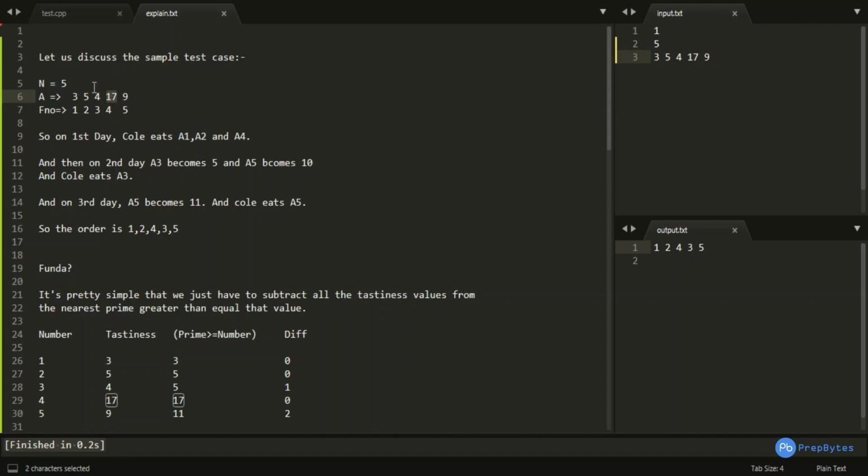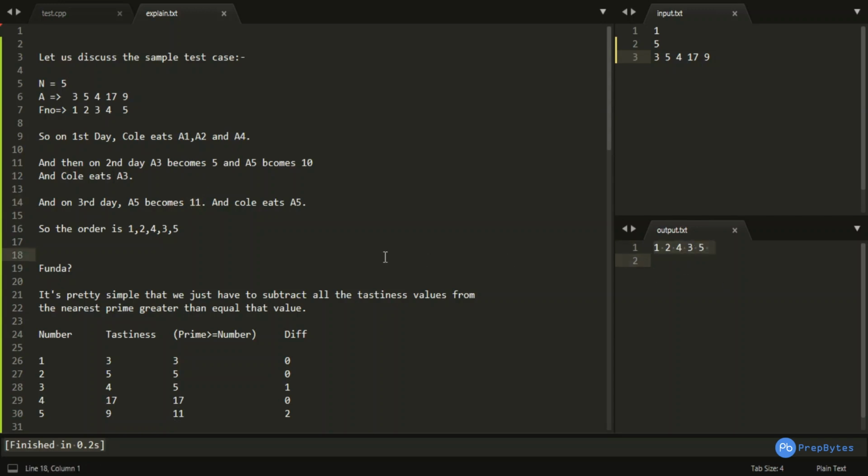And then on the second day, this A3 becomes 5, right? Because every day it increases by 1 unit. So this A3 becomes 5 and this A5 becomes 10. Now that A3 has become a prime number, Cole will eat this A3. Now on the third day, A5 becomes 11 because on the second day A5 became 10. On the third day it will become 11, and now 11 is a prime number. So Cole will eat A5 now. So the order is first A1, then A2, then A4, then A3 and then A5, meaning 1, 2, 4, 3, 5, which is the required output.